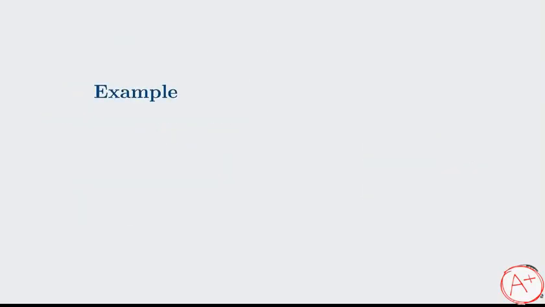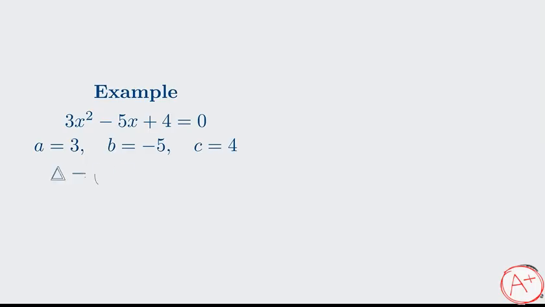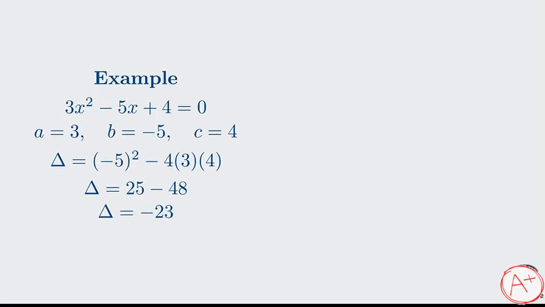Let's apply this to a specific problem. Find the nature of the roots for the equation 3x squared minus 5x plus 4 equals 0. First, we must identify our coefficients. a equals 3, b equals -5, and c equals 4. Now, we substitute these into the discriminant formula. Remember to use brackets when squaring the -5 to avoid calculation errors. This gives us 25 minus 48, resulting in -23.